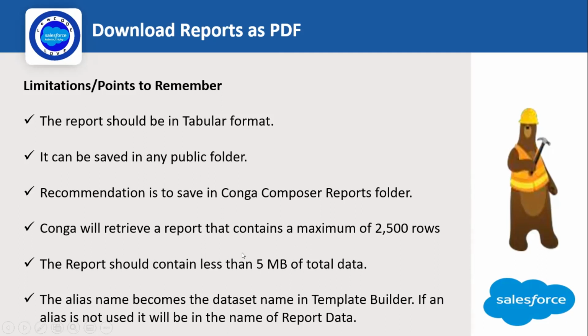The next is the alias name. Just like we give an alias name for a Conga query, which was demonstrated earlier, we will also be giving an alias name for the report when we are adding that report to a Conga solution record. The purpose of that alias name is that it will be displayed in the template builder. When we are accessing the template builder, the report's dataset name will be the alias name. In case we have not provided the alias name, the dataset will be named report data. So it is a generalized term.